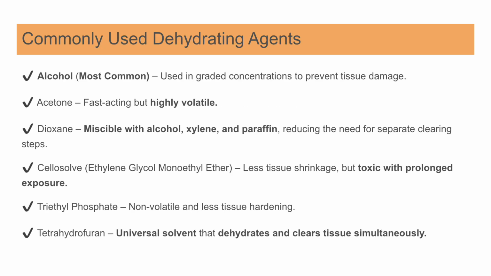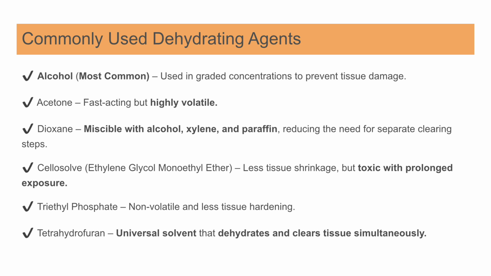What are the commonly used dehydrating agents? The most common is alcohol. It is used in graded concentrations to prevent tissue damage. Next is acetone. It is fast-acting but highly volatile. Next is dioxane. It is miscible with alcohol, xylene, and paraffin, reducing the need for separate clearing steps.